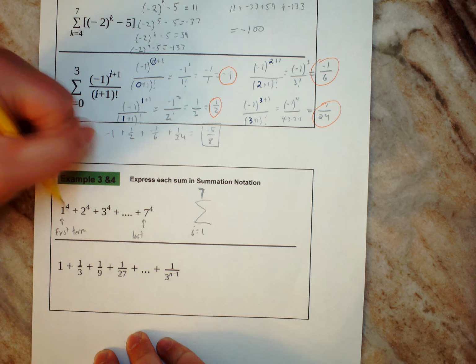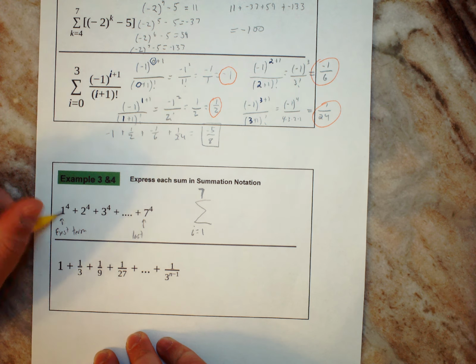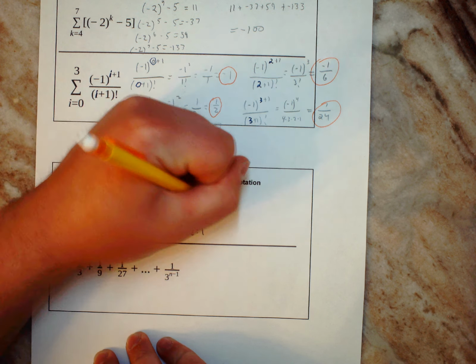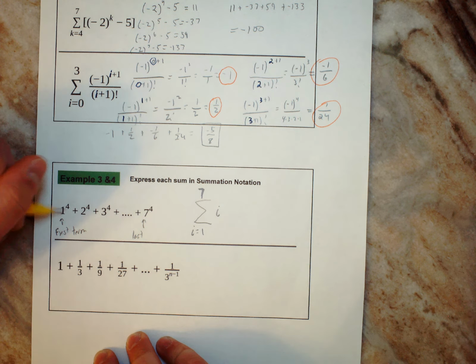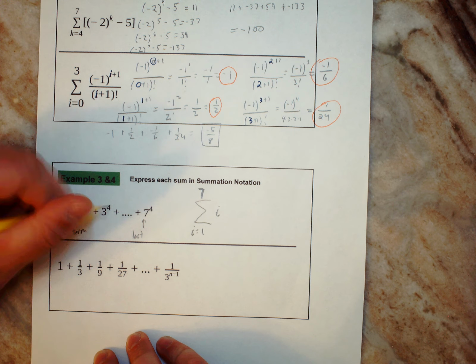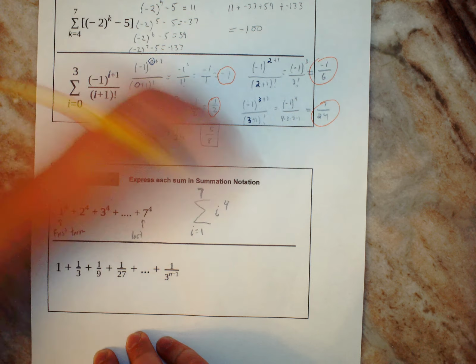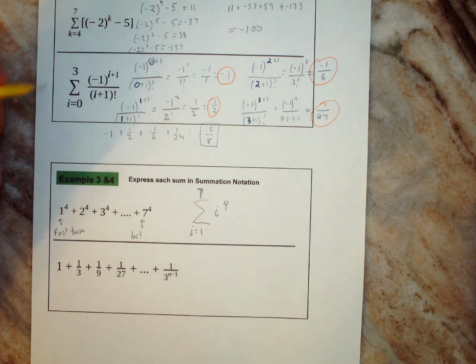Now in here, what's happening to i? We have i to the 4th, i to the 2nd, i to the 3rd. So right here, I'm sorry, I messed it up. 1 to the 4th, 2 to the 4th, 3 to the 4th. The next would be 4 to the 4th, all the way to 7 to the 4th. So this would just be i to the 4th. And that's it. That's all you've got to do. You just got to look and see what's happening.